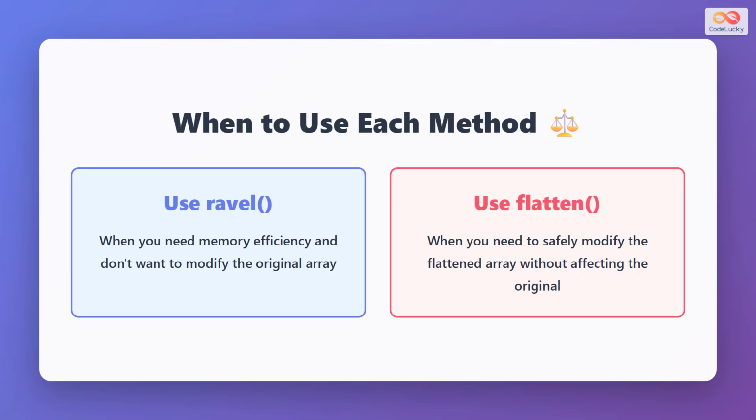So when should you use each method? Use ravel when you need memory efficiency and want to avoid copying large arrays. It's perfect when you're just reading or iterating through elements. Use flatten when you need to safely modify the flattened array without affecting the original. This is important when you want to preserve your source data while working with a flattened version.